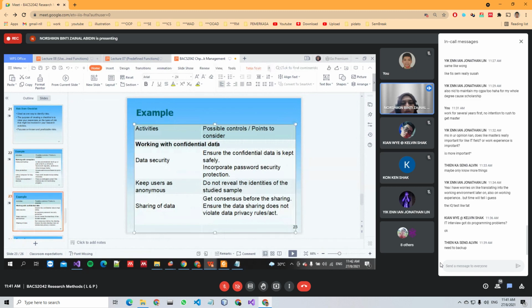And then working with confidential data, so data security. Data security is the protection of our digital data. Ensure the confidential data is kept safely, incorporate password security protection. It's not one method, but it is suggested that we change our password every 3 months.